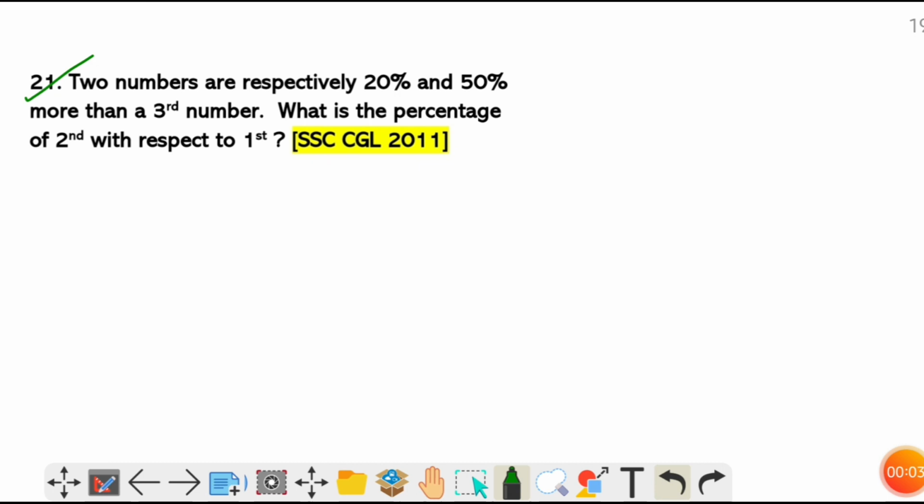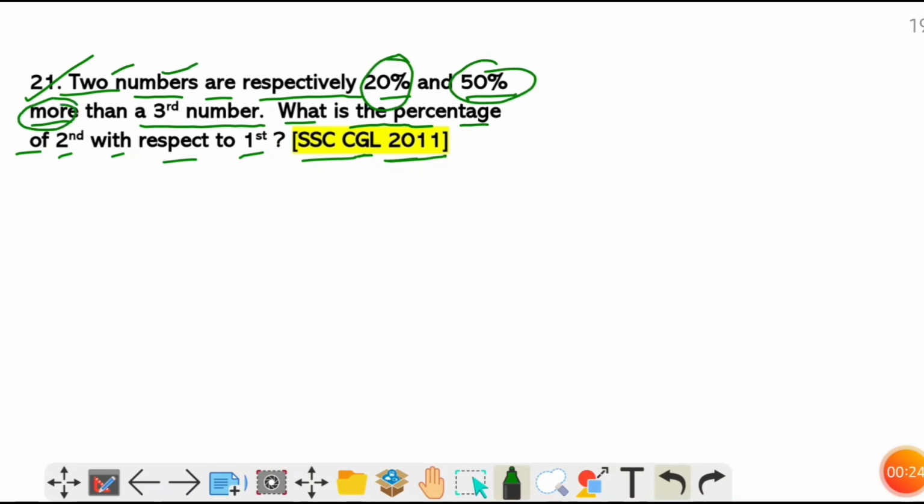Next, two numbers are respectively 20% and 50% more than a third number. What is the percentage of the second with respect to the first? This question was asked in SSC 2011. So actually there are three numbers, out of which two numbers are 20% and 50% more than the third number.